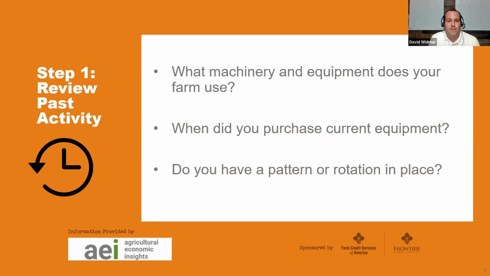Again, kind of echoing what we talked about before, there's a lot of institutional knowledge. And so part of this is capturing what's happened in the past. And the past can be a really good starting point for making a plan. And so first off, what machinery and equipment does your farm use? You probably already have this as part of your asset sheets for your balance sheets, right? You probably already have a list.